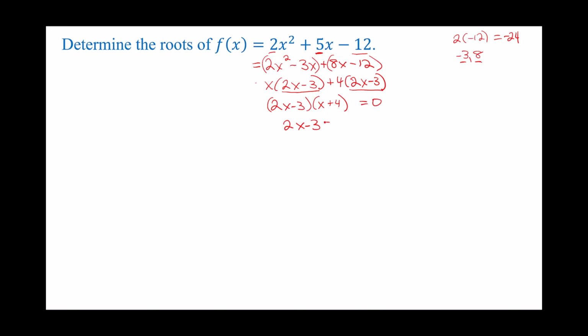So 2x minus 3 equals 0, or x plus 4 equals 0. In the first case, 2x equals 3, and x equals 3 halves. And in the second case, x equals negative 4. So the roots of f of x equals 2x squared plus 5x minus 12 are 3 halves and negative 4. Now, because these are real numbers, they are x-intercepts of the graph. If they were imaginary numbers or something with an i, then they would not be x-intercepts, but they would still be considered roots.